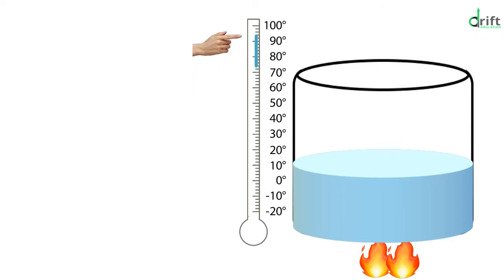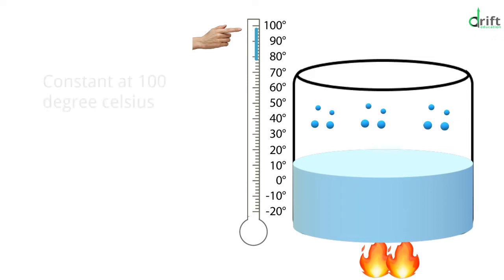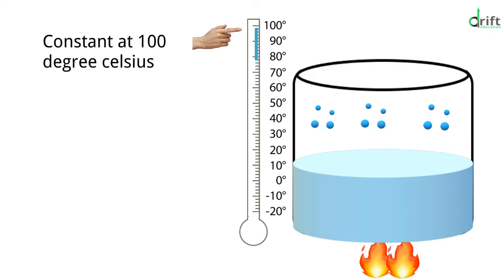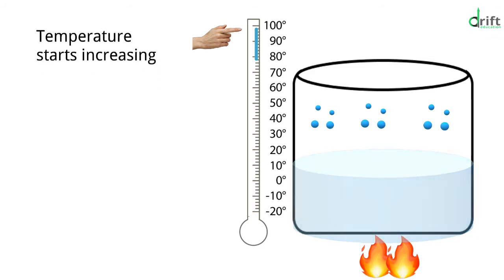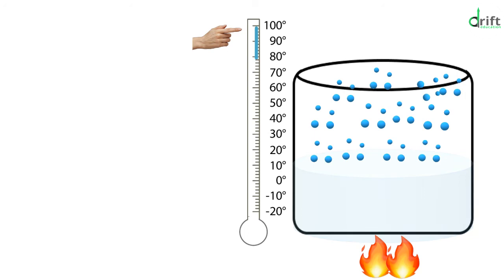Now, it becomes 100 degrees Celsius and vapors start forming. But again, the thermometer reading is constant at 100 degrees Celsius. Let's keep on heating. Surprisingly, the temperature is constant and the volume of water in the beaker is decreasing. When all the water in the beaker gets vaporized, the temperature again starts increasing. Now, let's explain our observations.